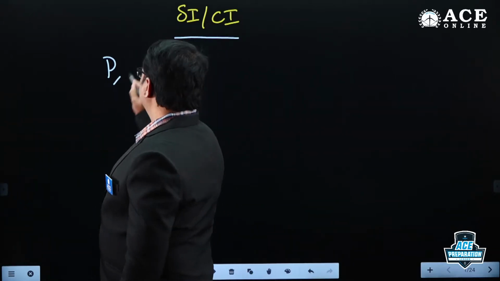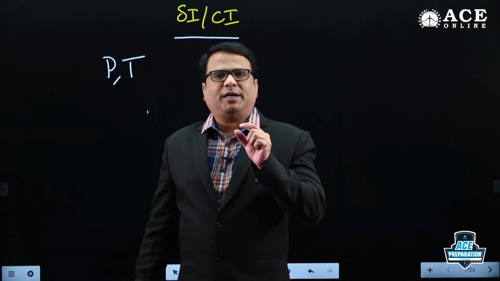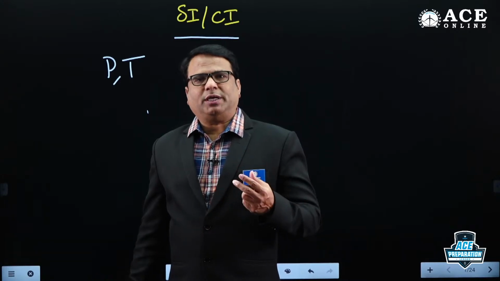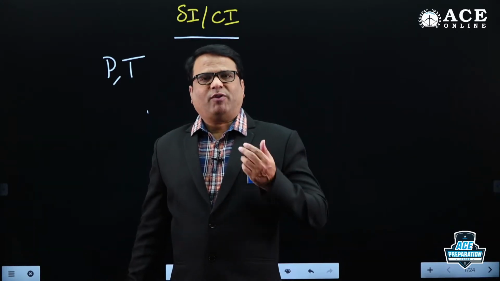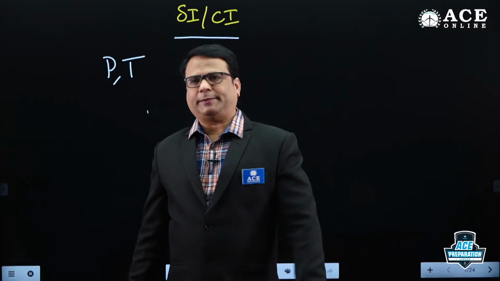Then time. Time is denoted by T. And time is the period for which money is borrowed. If I borrow money for 2 years, then time is 2 years. If I borrow money for 3 years, then time is 3 years, and it is denoted by T.